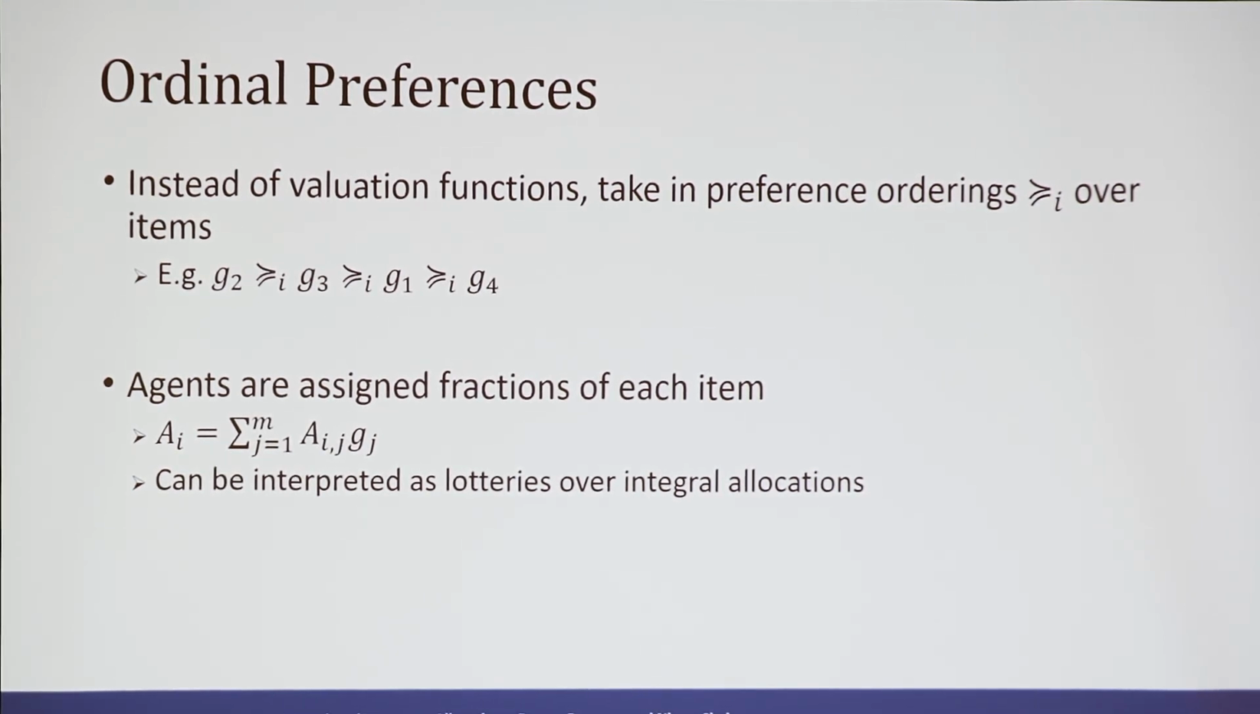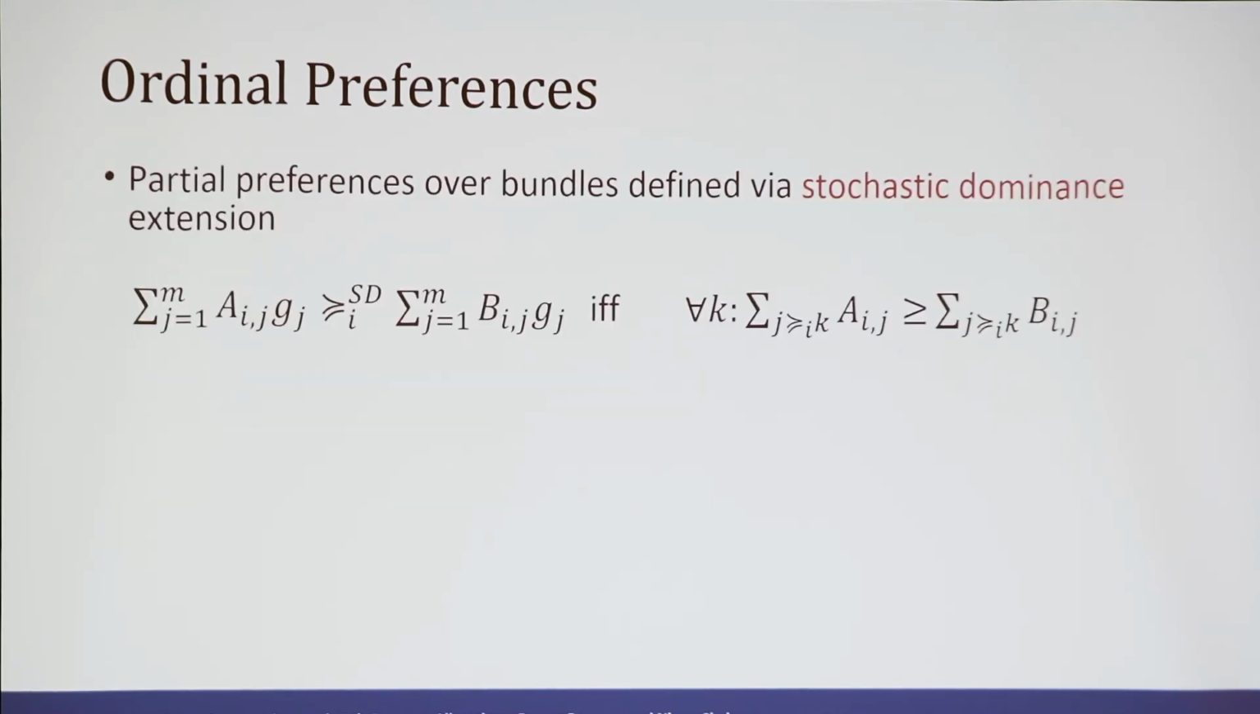Yes, there's no notion of utilities here. Just ordinal preferences. We're told that agent i prefers G3 to G1, but that's all we know. What kind of preferences do they have for the bundles? Good question. That's the very next slide.